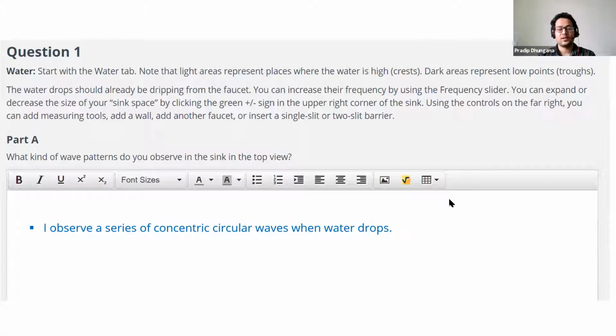And here is the thing. Whenever you write your answer, please write in your own words, okay? Make sure to paraphrase it. Don't write everything like that. You can say, I see concentric circular waves, or when water drops, I see a series of concentric circular waves. Don't write everything as it is, just paraphrase it in your own words. Now let's go to the second question.